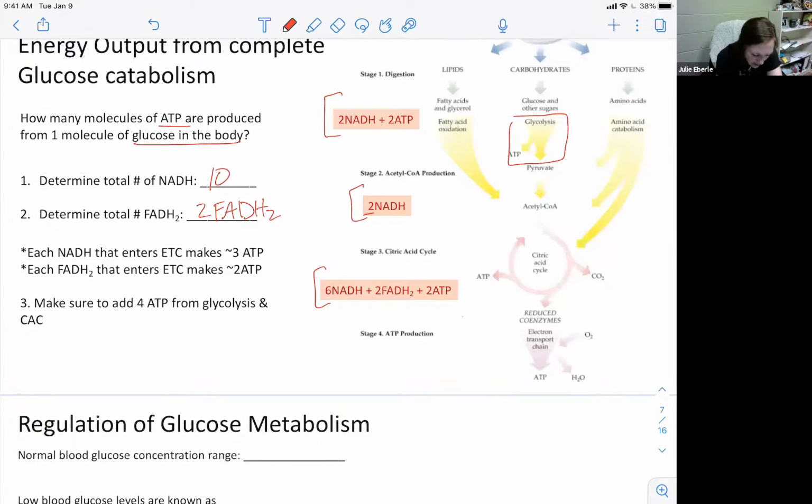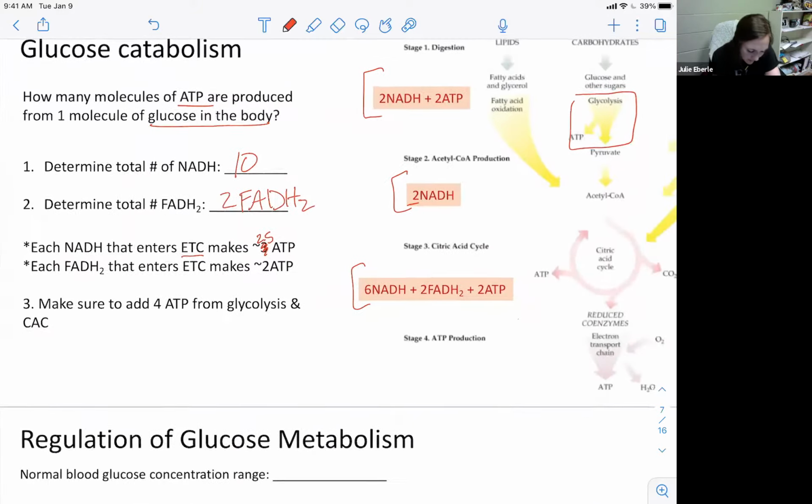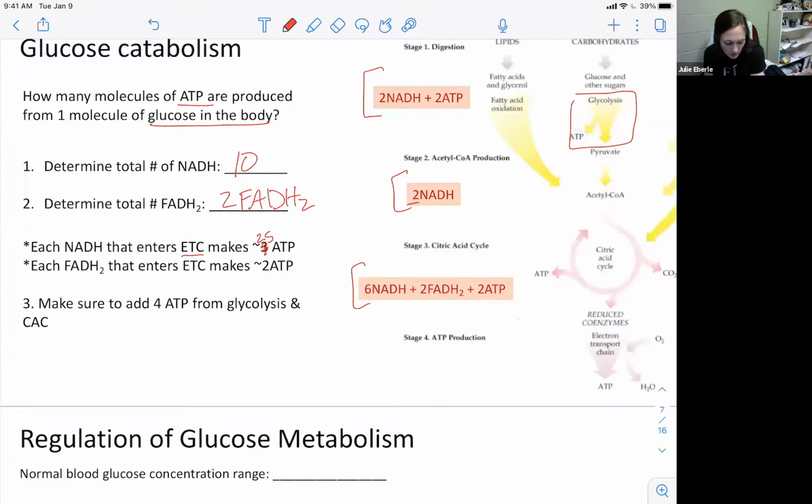Okay, now remember, each NADH that enters the electron transport chain, I rounded up here. Technically, it's 2.5. Maybe I should be a little more accurate. You know what? I will. I'm going to cross this out. I'm not going to round up. 2.5 ATP, and FADH2 generates 2 ATP from the electron transport chain, okay? So remember these steps. Now we're going to add it all up.